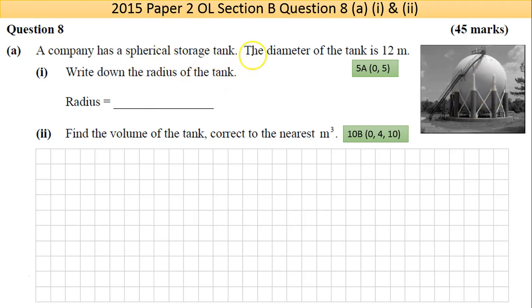There's an image of it there. The diameter of the tank is 12 meters. Write down the radius of the tank. Now, you'll notice here it's a 5A, it's hit or miss. Okay, so if you get it wrong, you get 0 marks.